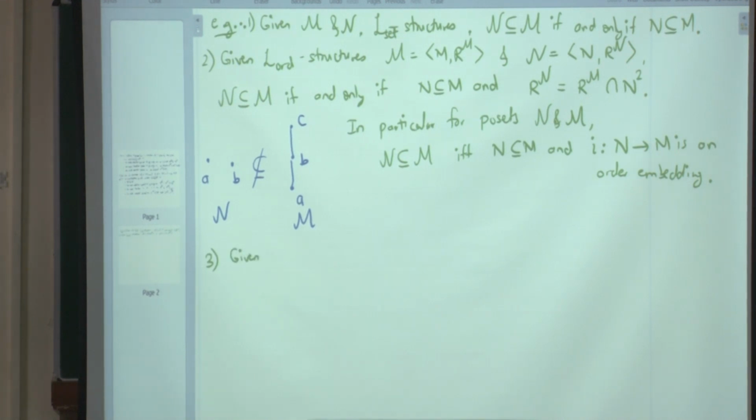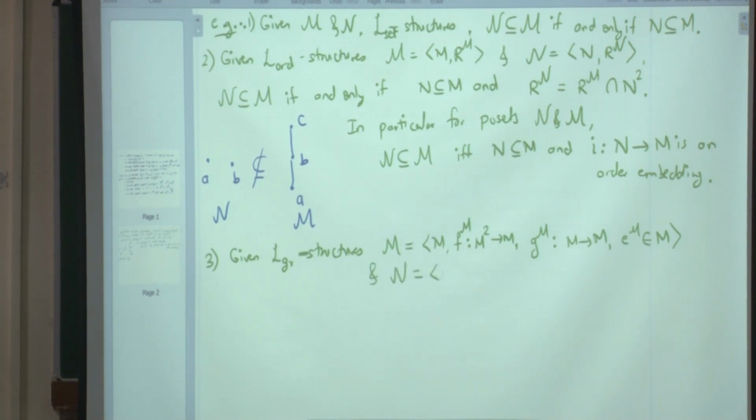Now, given L_GR structures, do you remember what is L_GR? I should give you M, then what should I give you? F from M square to M, and G is a unary function symbol for inverse. So F_M, G_M from M to M, and then E_M in M, and you write down N's similarly.